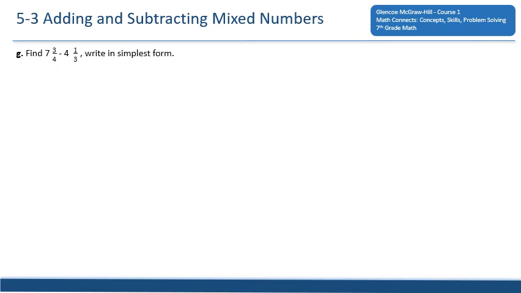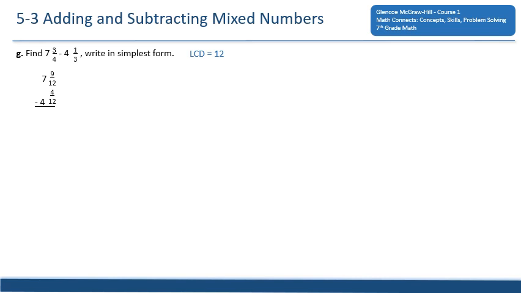Find 7 3/4 minus 4 1/3. Then write in simplest form. Our least common denominator is 12. So in order to find an equivalent fraction to 3/4 that has a denominator of 12, we need to multiply the numerator and denominator by 3. So 3 times 3 is 9. 3 times 4 is 12. So we have a new mixed number of 7 and 9/12.